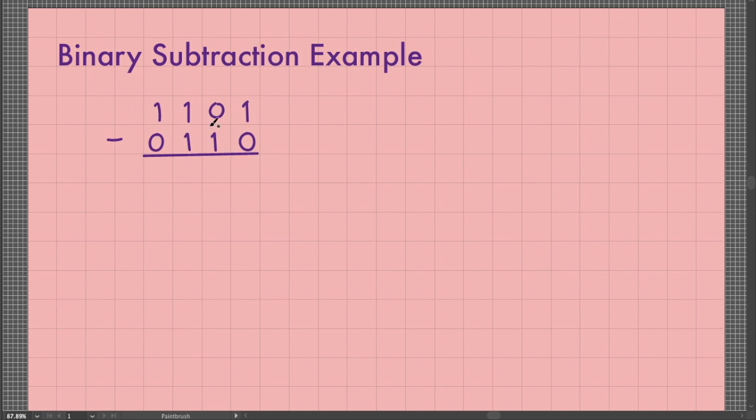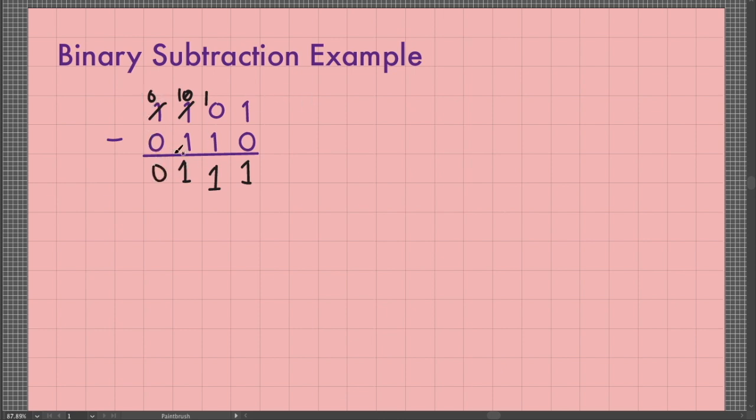1 minus 0 is equal to 1. 0 minus 1. So here we need to borrow 1 from the next higher bit position. So this becomes 1, 0 and this becomes 0. 1, 0 minus 1 is equal to 1. Next, 0 minus 1, we need to borrow from the next higher bit position. So this becomes 0 and this becomes 1, 0. 1, 0 minus 1 is equal to 1 and 0 minus 0 is equal to 0.